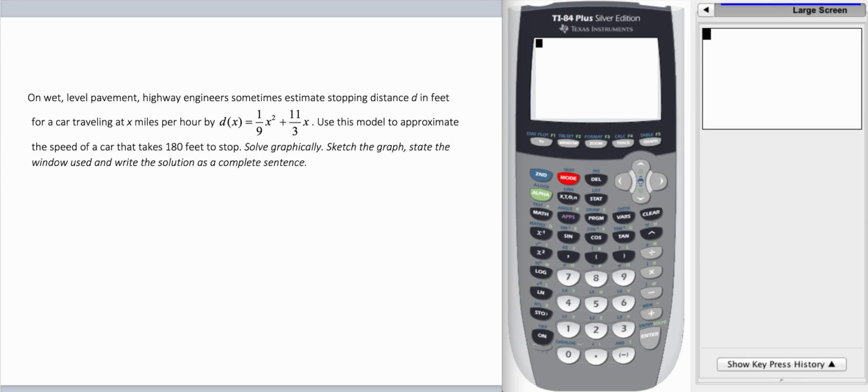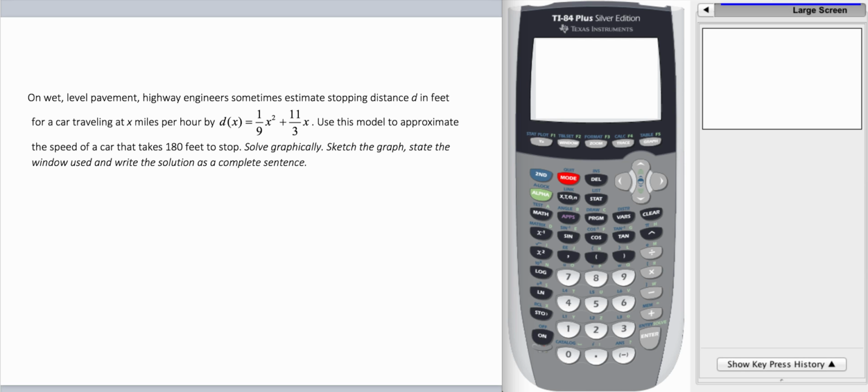In this next lesson, we're going to build a window based on an application problem. So here's our application. On wet level pavement, highway engineers sometimes estimate stopping distance d in feet for a car traveling x miles per hour by the model d of x equals 1/9 x squared plus 11/3 x. We're going to use this model to approximate the speed of a car that takes 180 feet to stop.